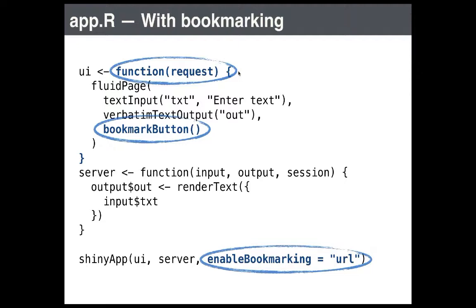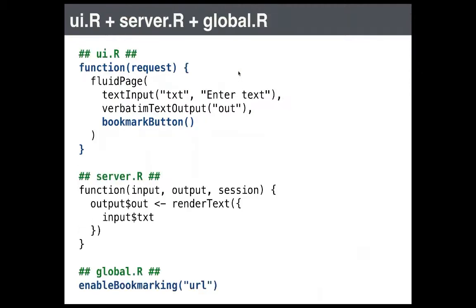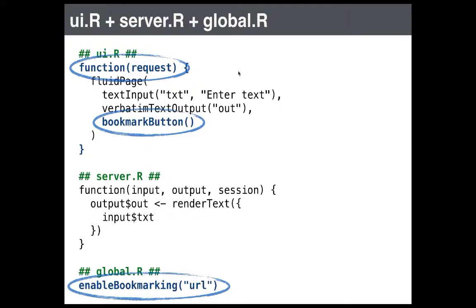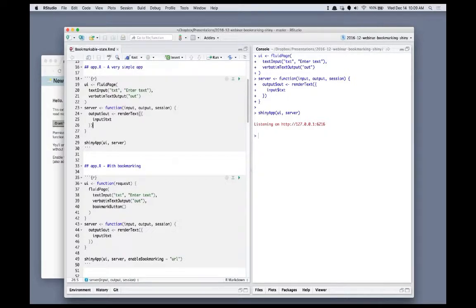Okay, and so this is the single file app, the app.R version. If you're writing an app with ui.R and server.R, it's very similar. You say UI is a function, add a bookmark button, and then in your global.R you say enableBookmarking URL. This time it's a function called enableBookmarking instead of an argument to a function. So that's all you need to do, and I'll show you what that looks like.